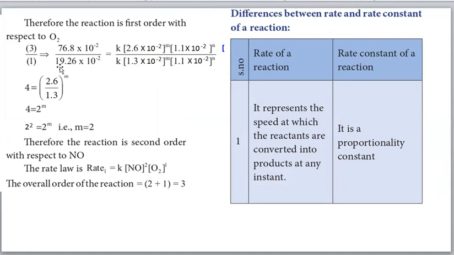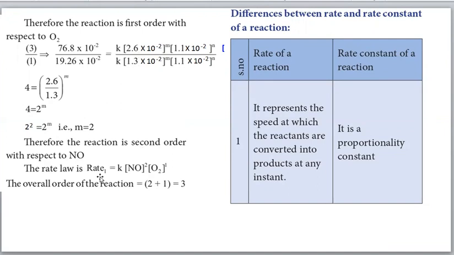Left side value you see, this one into 4 is this value. So here 4. Then if we divide this, you see 1.3 into 2 is this one, so we can write it is 2. 2 to the power m is equal to 4. This 4 also we can change to 2 to the power something, so we can write 2 to the power 2 equal to 2 to the power m. That is m is equal to 2. Therefore, the reaction is second order with respect to nitric oxide.